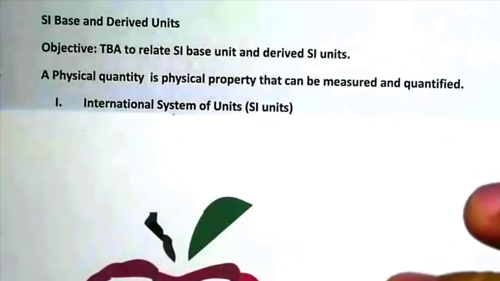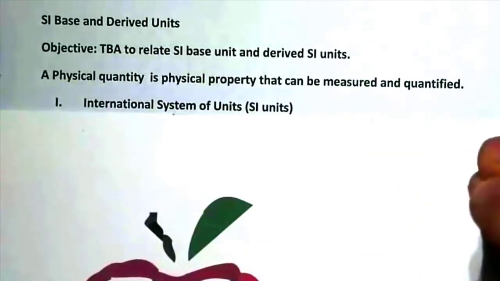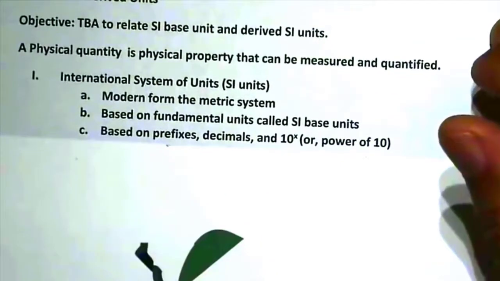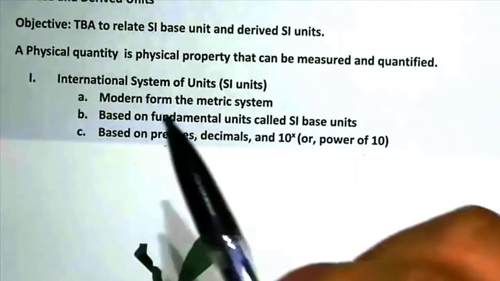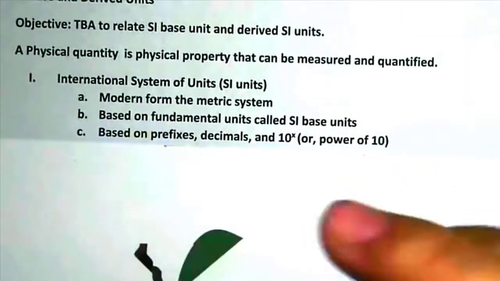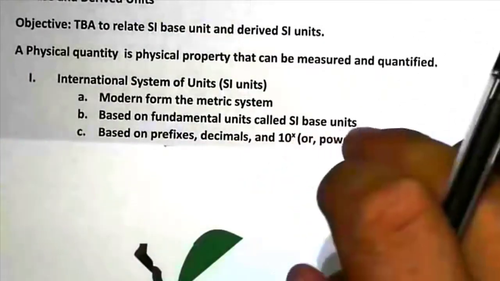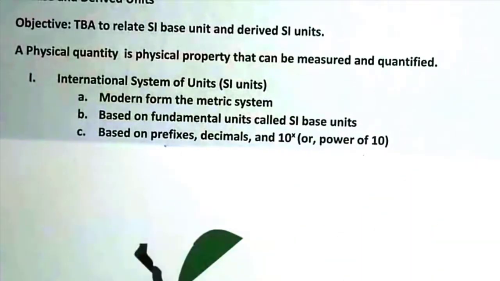In this video, we are going to look at the different units and the system of units that our scientists use today. Today, we use something called the International System of Units, or basically the SI unit. Here are some characteristics of the SI. The SI unit is the modern form of the metric system. One beautiful thing about the SI unit system is that it is based on fundamental units called SI base units, and we only have 7 or 8 of them.